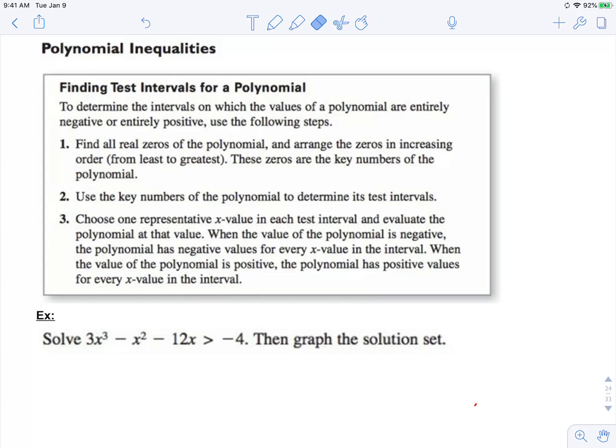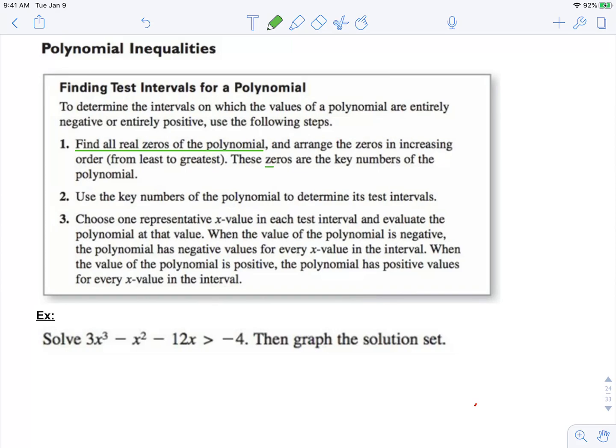Now let's solve some polynomial inequalities. This is a little more elaborate because we will have to find test intervals for the polynomial. To determine the intervals on which the values of a polynomial are entirely negative or entirely positive, we use the following steps. First, we find all zeros of the polynomial and arrange them in increasing order.